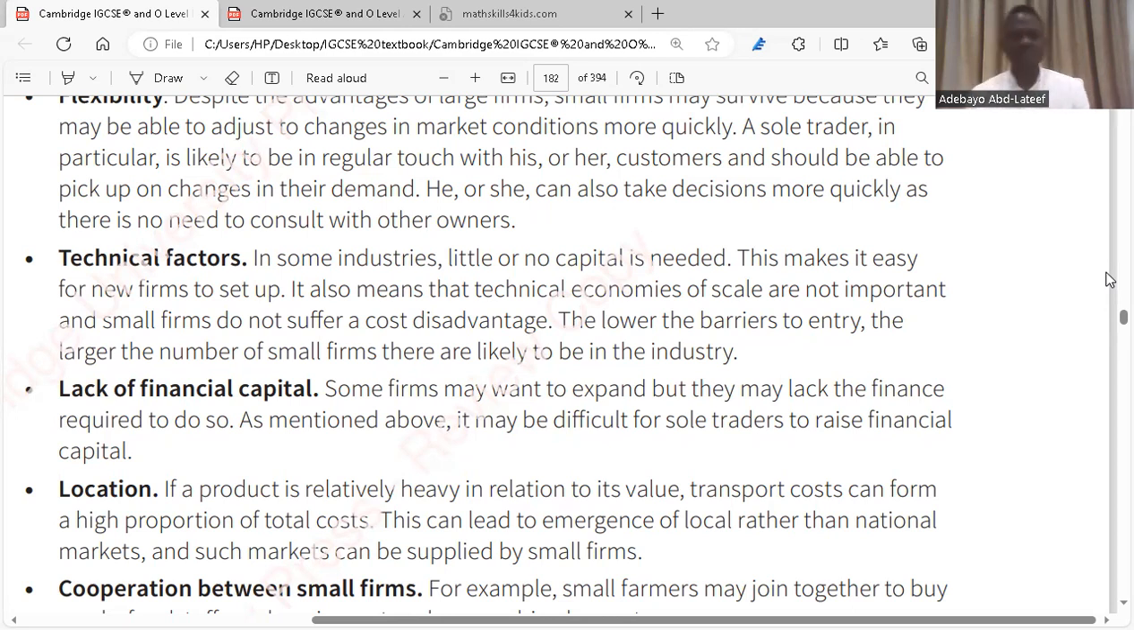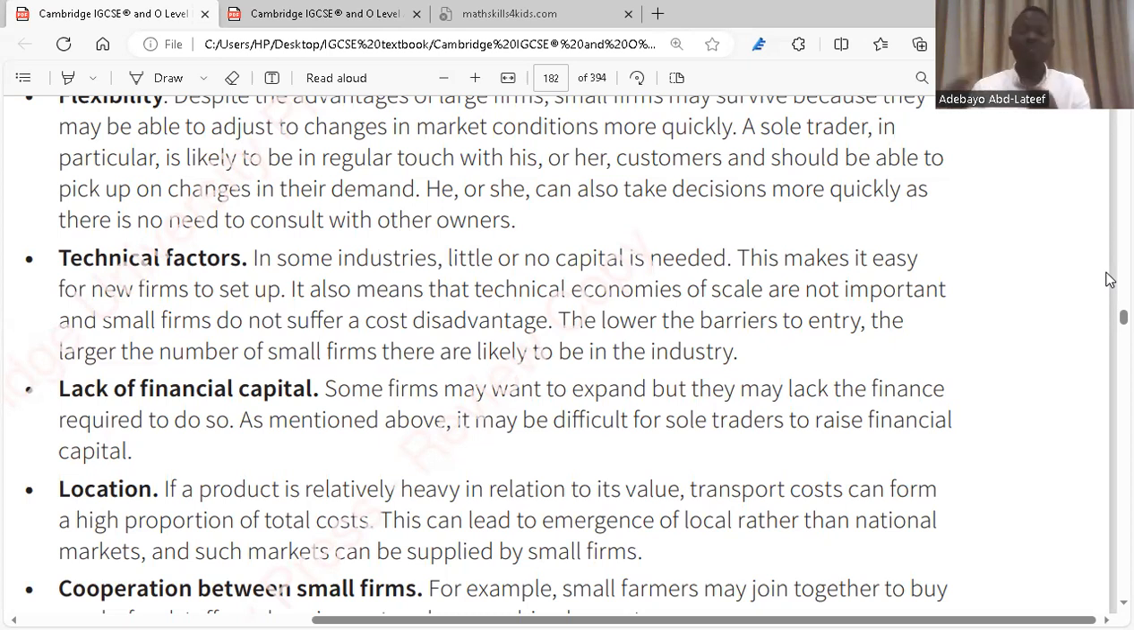The point is this: they said technical factors. If in an industry there's no need to invest so much on technology, no need to invest so much on machinery, it means there's no need to have so much money before you can set up in such an industry. So firms do not need to spend so much on equipment or machinery to start up. So that means in such an industry, it is easier to start up. So the barriers to entry are not high in such an industry.